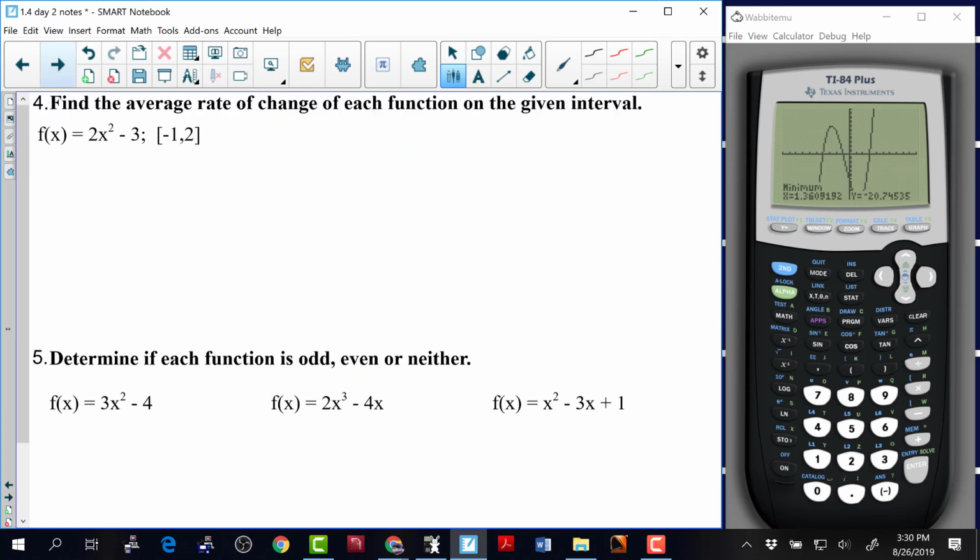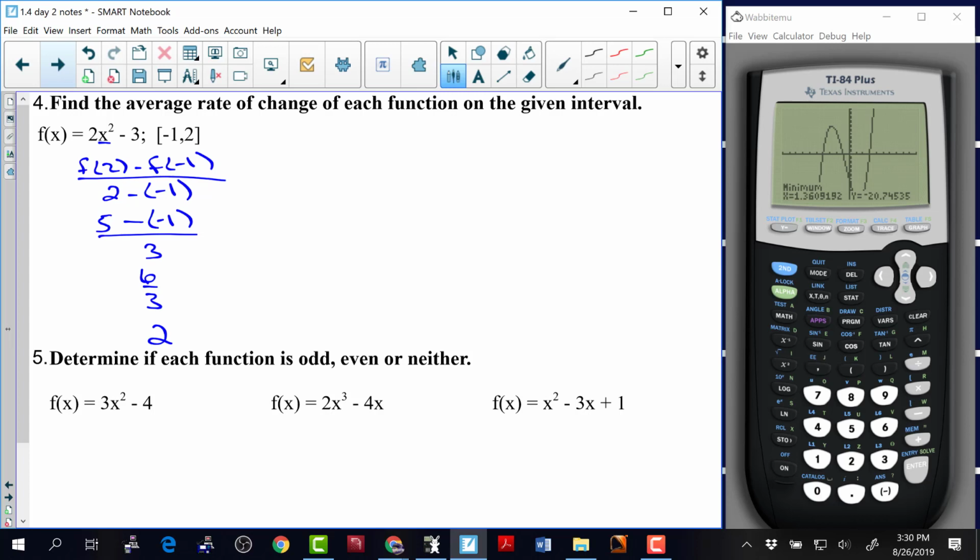Find the average rate of change of each function on the given interval. We need f of 2 minus f of negative 1 over 2 minus negative 1. So let's see, 4 plus 2 is 8 minus 3 is 5, minus 2 minus 3 is negative 1, over 3. So 6 over 3, 2.